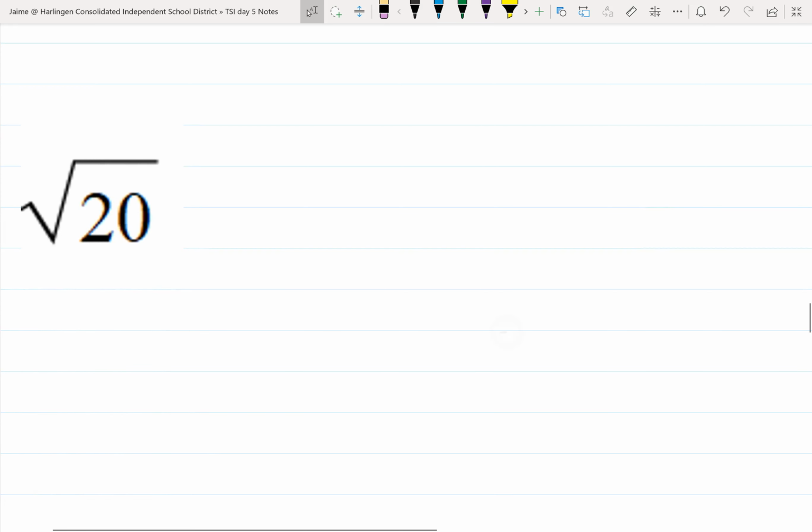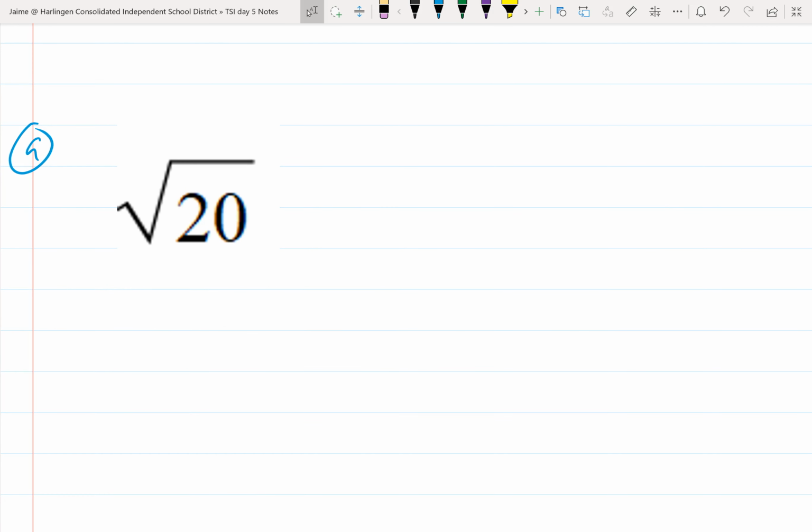Square root of 20. If you put the square root of 20 in the calculator, it's going to give you a decimal. The TSI does not like decimals, it wants perfect answers. So we're going to figure it out. The square root of 20. This is what we do first.